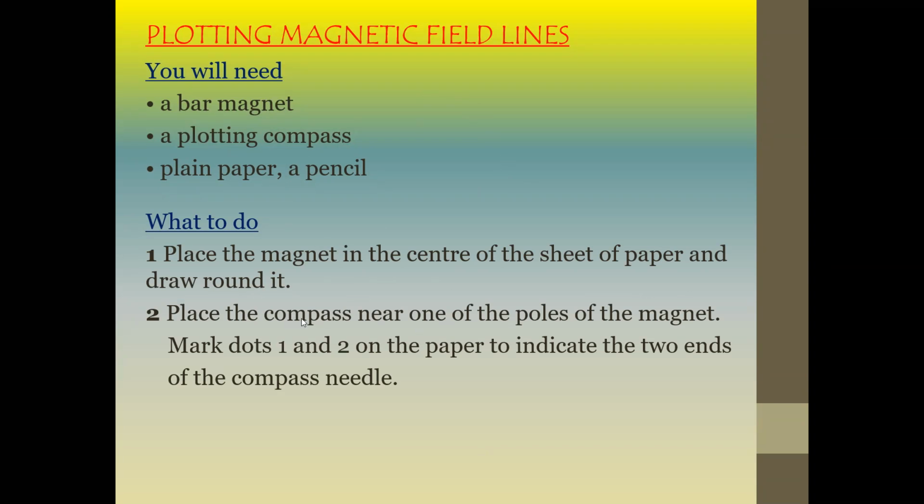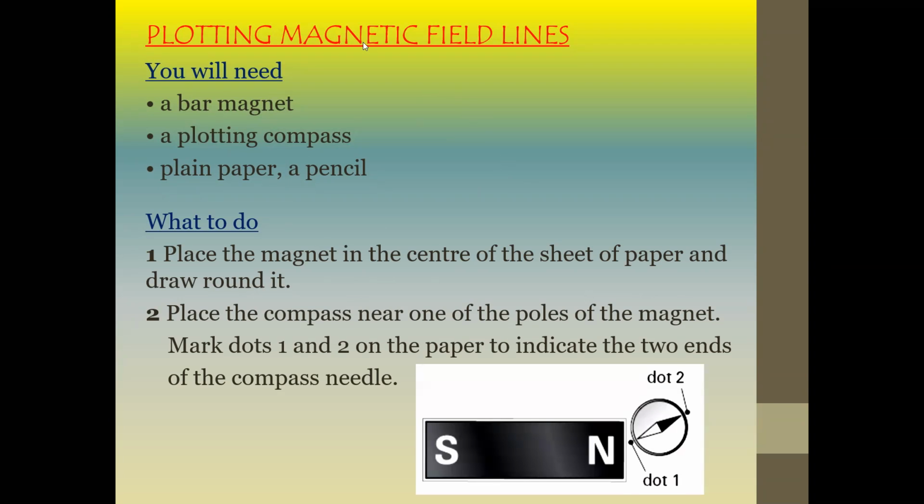Then place a compass near one pole and mark dots 1 and 2. So you can see we place it near one pole. This is how the compass needle points. Which side is this, north or south, for a compass needle? Which pole is this?